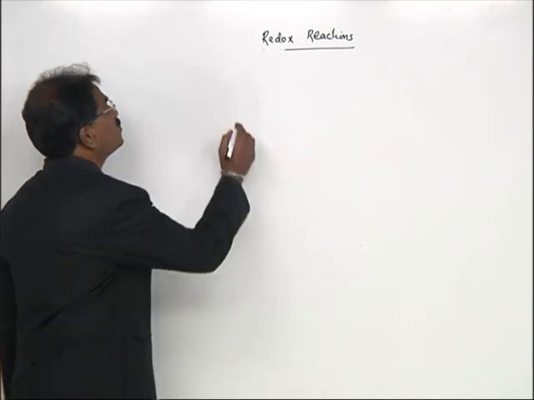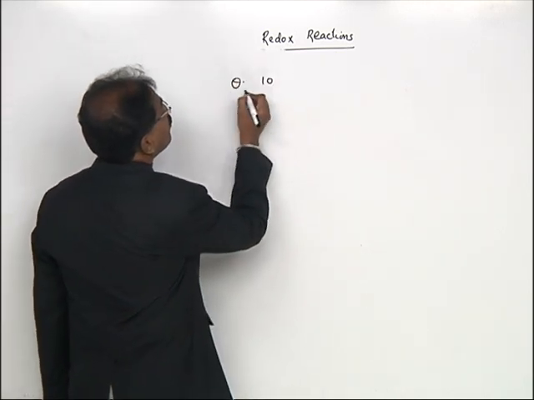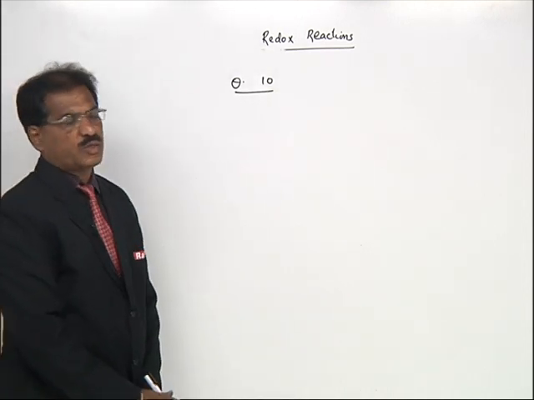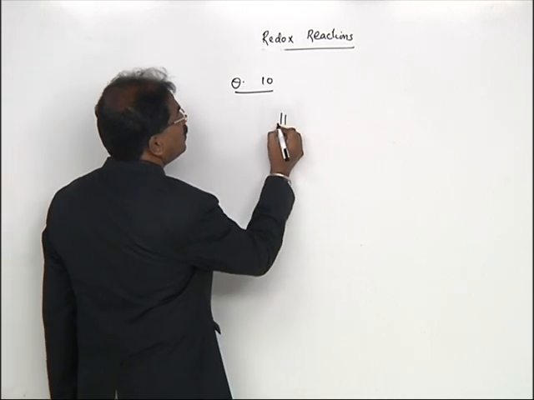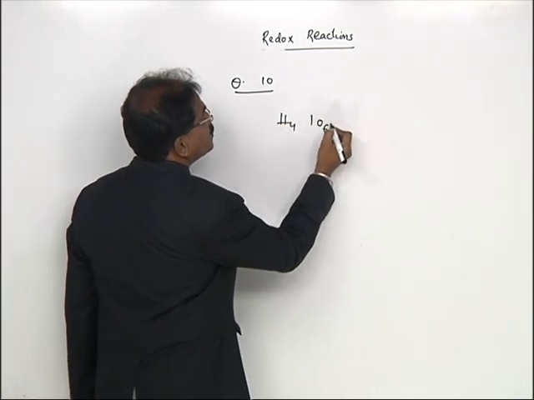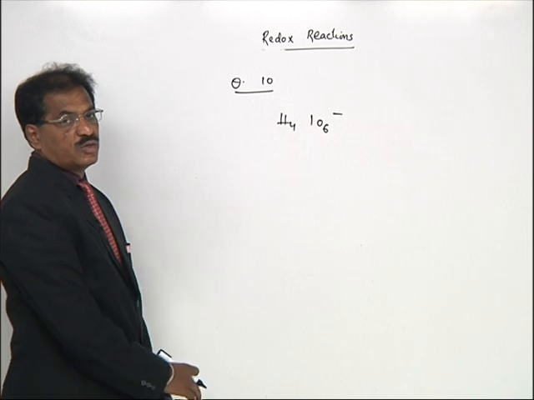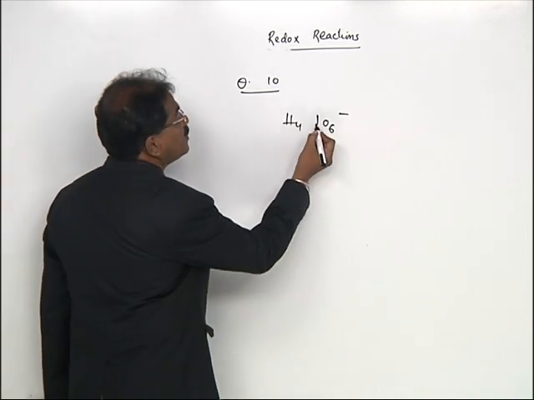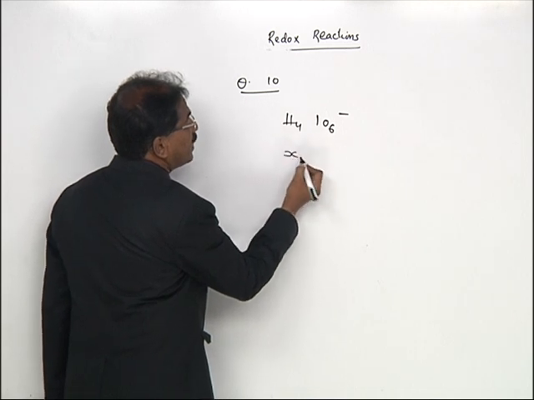Next, question number 10. The oxidation state of the iodine in the given molecule. The molecule given here is H4IO6 minus. In this molecule, we want to find out the oxidation state of the iodine. So let us say the oxidation state of the iodine is X.